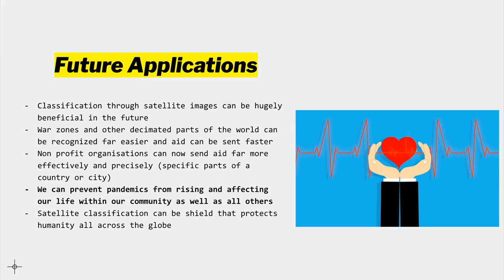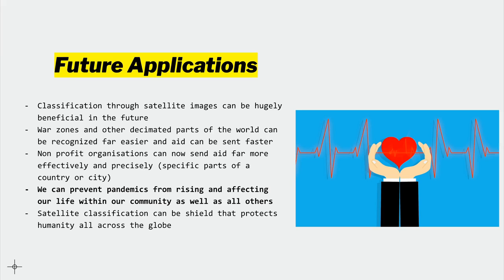There are also many other future applications of this technology. Classification through satellite images can be hugely beneficial in the future. War zones and other decimated parts of the world can be recognized far more easily, and aid can be sent faster. For example, a technology similar to this could be used in Ukraine to see which areas have been damaged the most by warfare and which areas need the most aid.